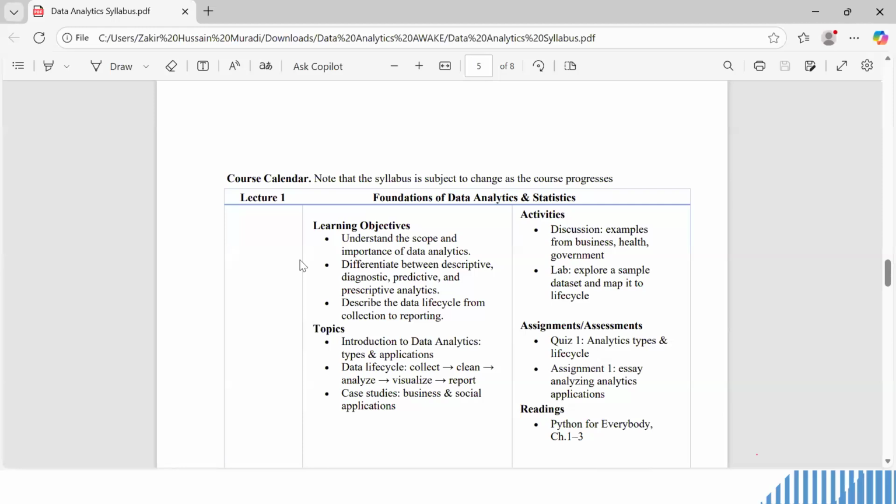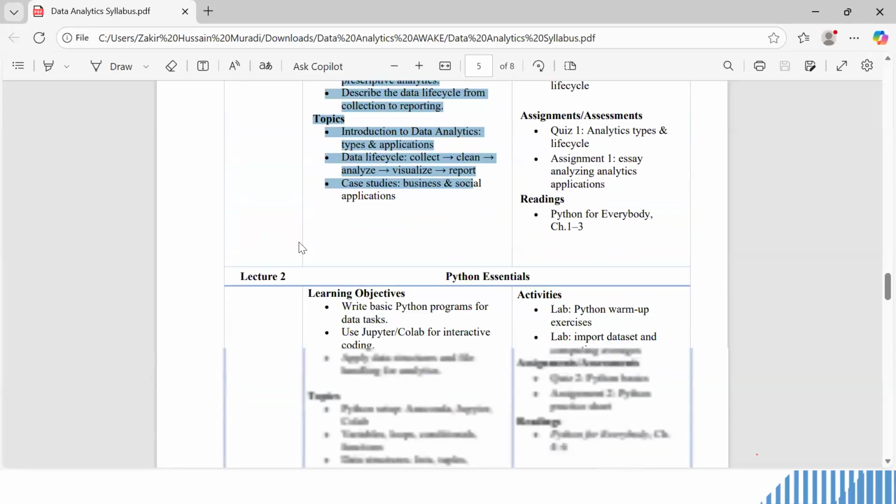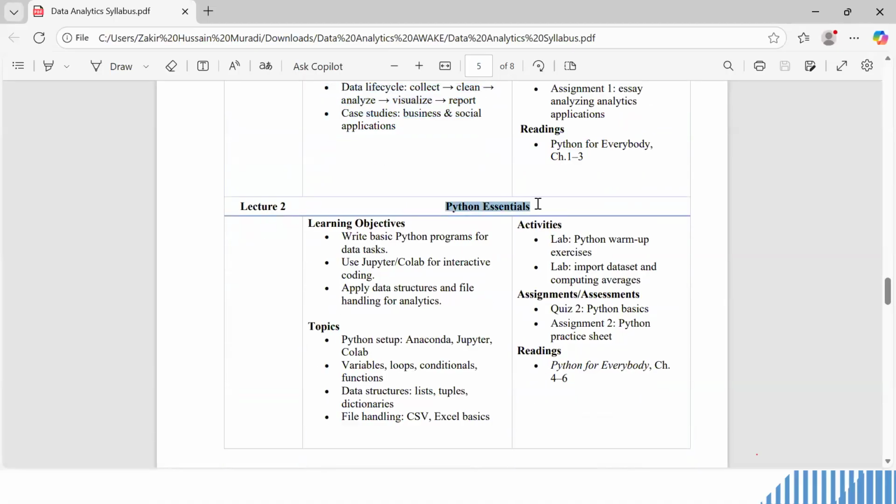So these are the lectures. Lecture one is the foundation of data analytics and statistics, which we are going to do today. The topic for lecture 2 is Python essentials.